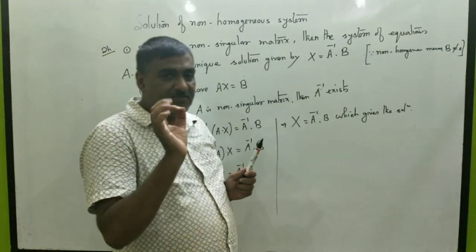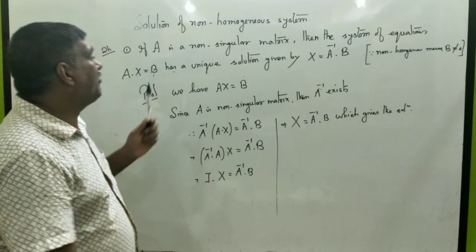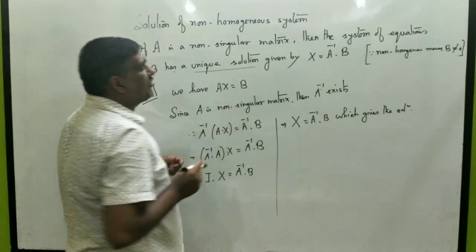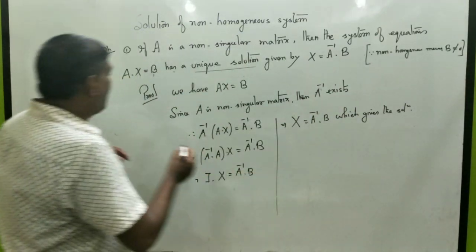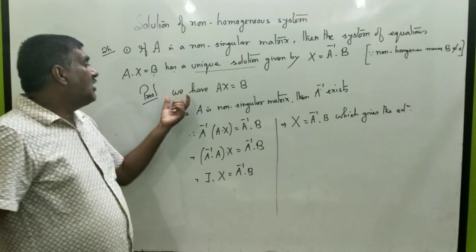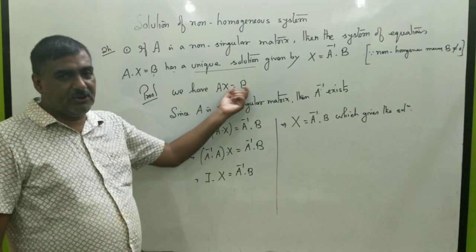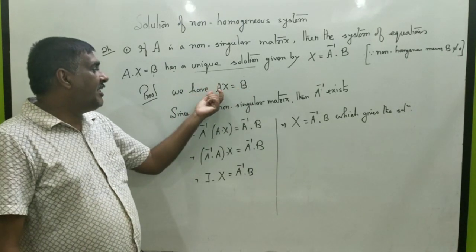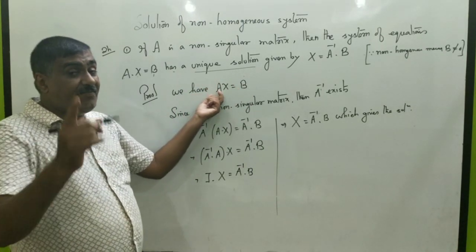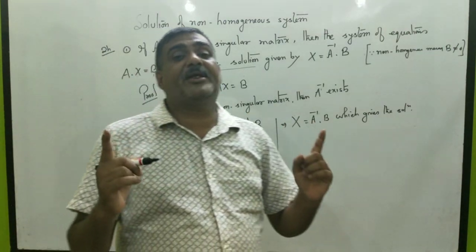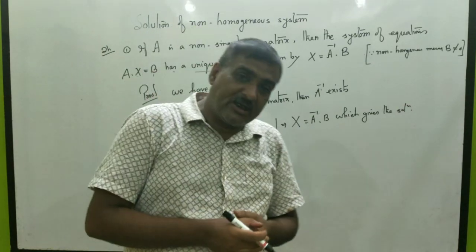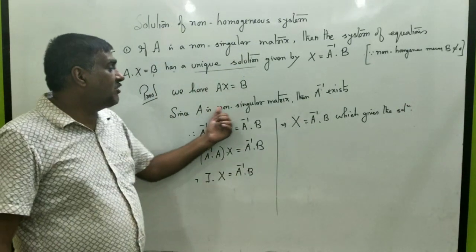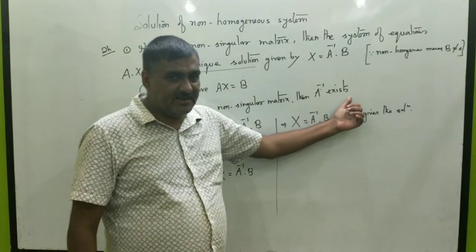যতটা ভেরিয়েবল থাকবে সবটার একটা একটা করে ভ্যালু আসবে। Unique solution given by x equals to a inverse b। এই যে প্রুফ করা আছে, টেনশন নাই। তো দেখো, we have ax equals to b, ঠিক আছে? তো a is non singular. তো every non singular matrix exists inverse. কোনো भी non singular matrix का inverse होता है। तो since a is non singular matrix, then a inverse exists. Clear?